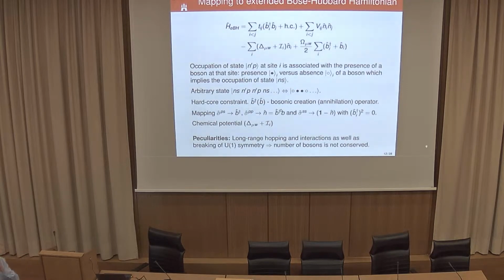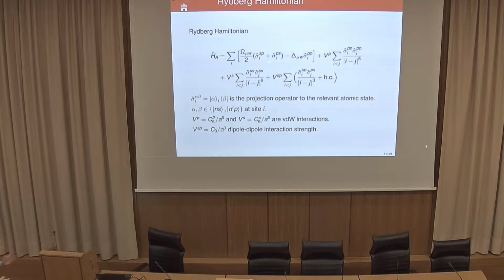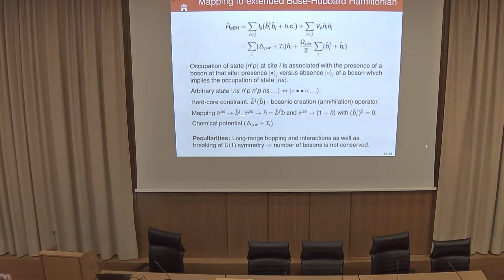Then there's one thing. If you do a little algebra, you could call these spin operators or projection operators, and go to another representation, an occupation state representation. So you talk about occupation of state n prime P at site i, and that is associated with the presence of a boson at that site. So in this kind of pictorial language, the full bullet point is the presence of an excitation in the sense of n prime P, and an empty circle means absence of a boson. If you formulate your theory within that, you get a mapping to an extended Bose-Hubbard Hamiltonian.